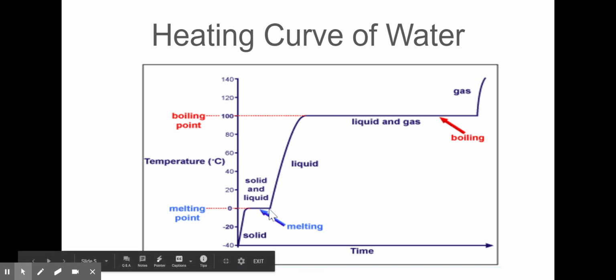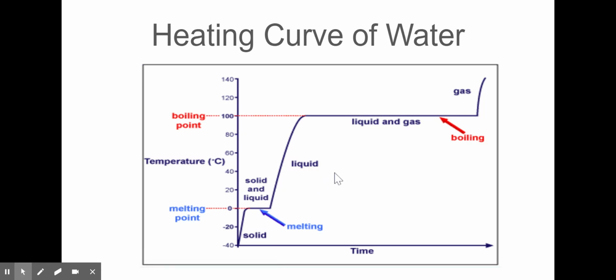This is our melting point where we're going from a solid to a liquid, or our heat of fusion, our energy required for melting. And then this right here is going to be our boiling point. Notice again, it takes a lot less energy to go from a solid to a liquid than it does to go from a liquid to a gas.